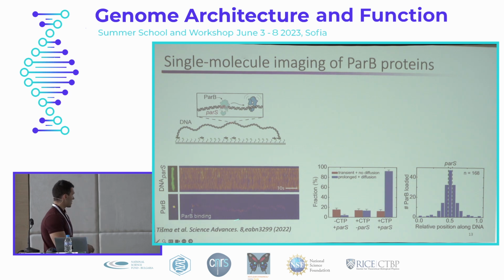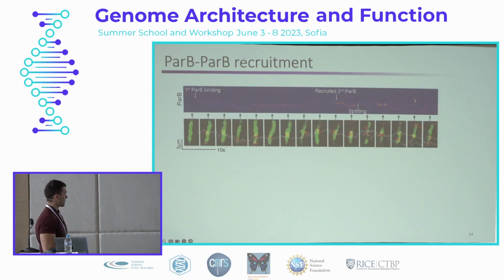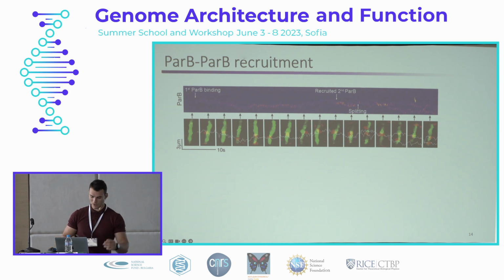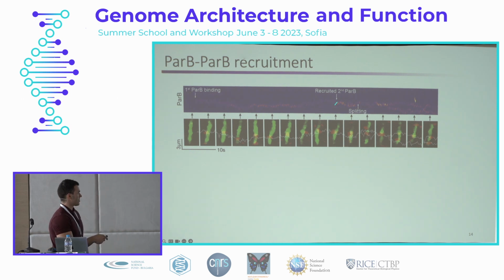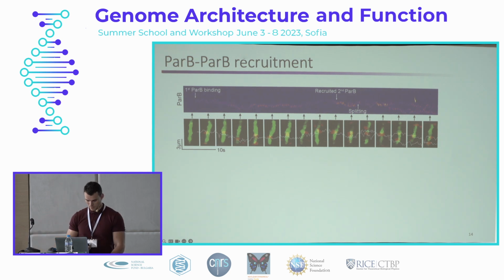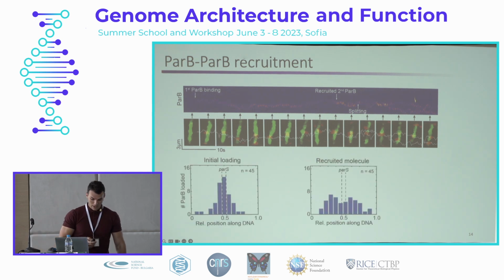But as soon as I started seeing these kinds of traces, there is this other type of trace that we're seeing, which is when the protein loads, it diffuses in 1D along the molecule, and then the fluorescence intensity increases or doubles, and then they split, and then they start diffusing their own way. So first I thought, oh, maybe this is just the second one that loaded near the ParS site, and I can't really resolve this at the resolution that we have, but actually no.